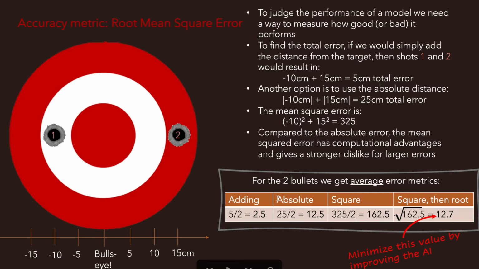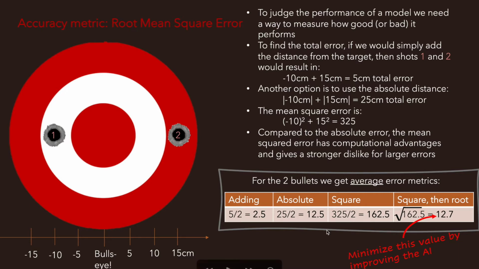Well, the initial idea, of course, might be I just ignore the negative sign. I just make this positive. So this is 10, and this error here is 15. That is an absolute error, and you would get a 12.5, which looks fair enough as a representative error of these two shots on the board.